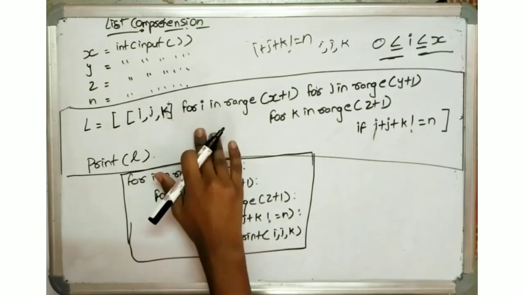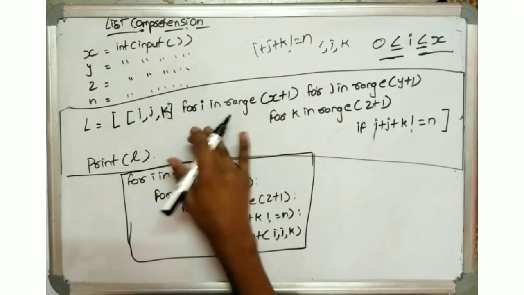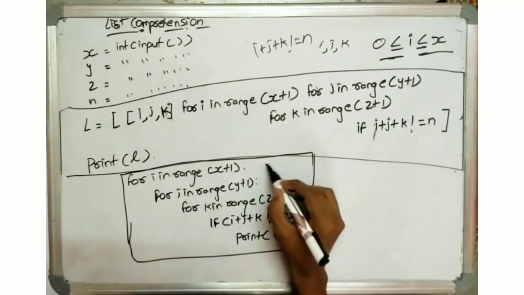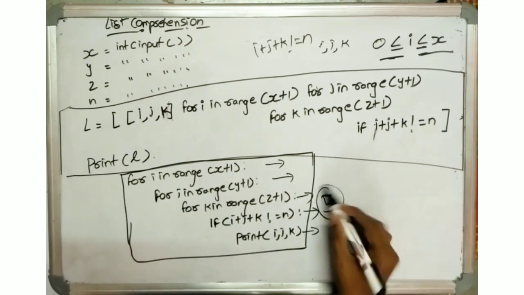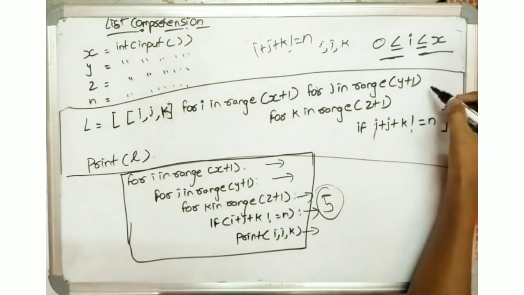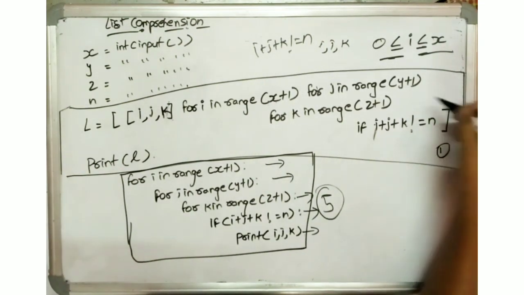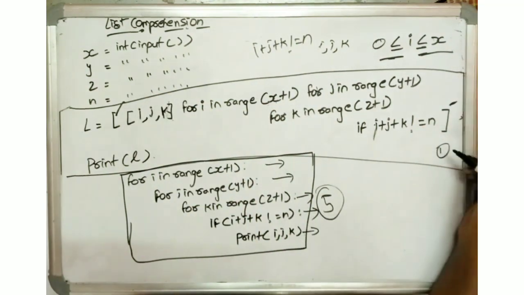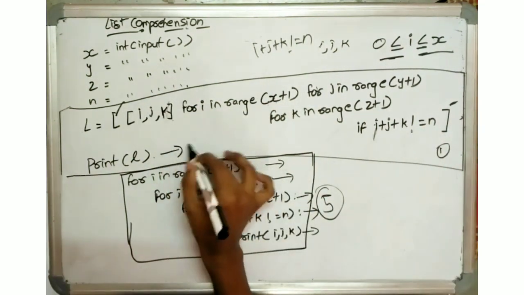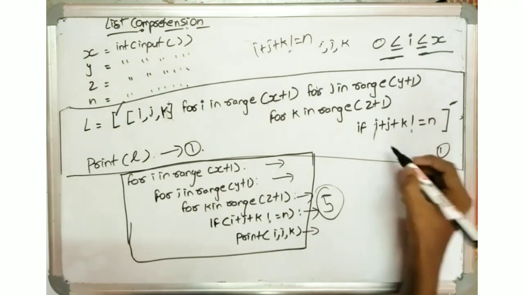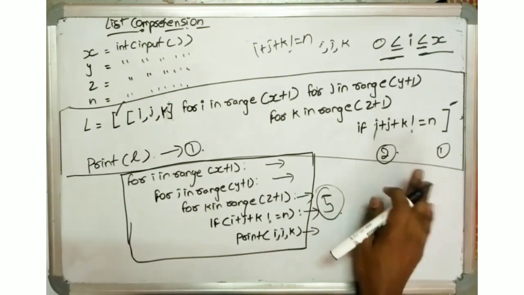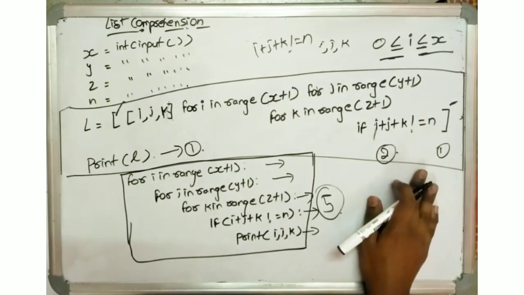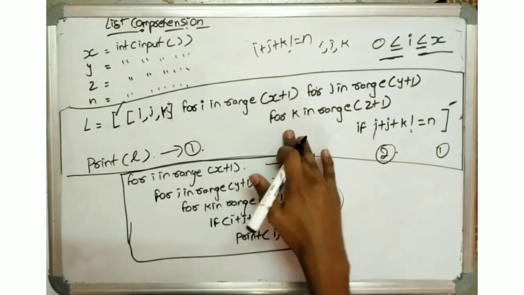This is the way we can write by using list comprehension. See, here is 1, 2, 3, 4, 5 lines. Here is 5 lines of code. Here we just wrote it in one line, starting from this, ending at this. This is only one line, and again this line. That means we are using only 2 lines of code. Here you are using 5 lines. So we prefer list comprehension for this kind of questions.